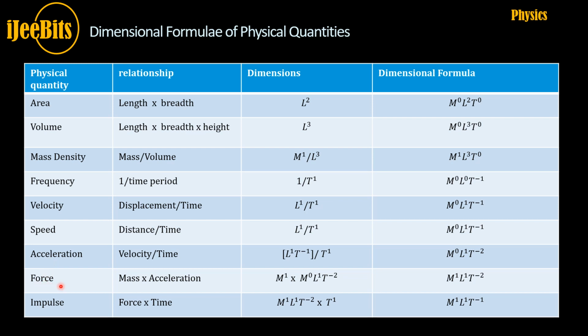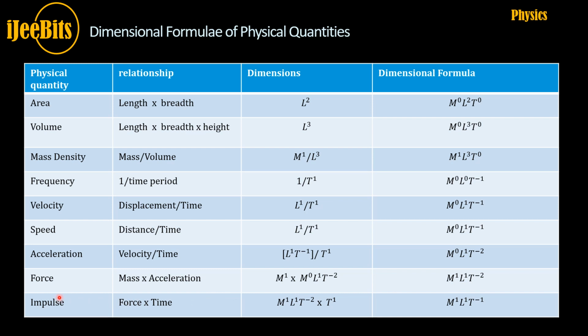Let's look at force. Force is nothing but mass into acceleration. Agree? So mass, a base quantity, the power is 1, m to the power of 1, into acceleration we just derived, m power 0 L power 1 t power minus 2. Put all together, what we get is m power 1 L power 1 t power minus 2.